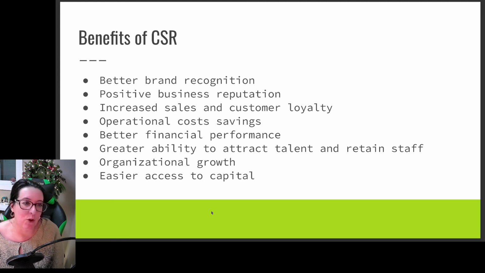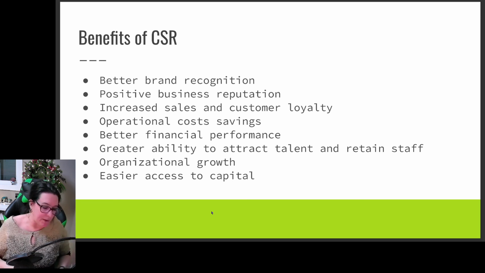That adds to a greater ability to attract talent, and as we said just a moment ago, retain the staff. So we lead to growth within the organization. As you build that reputation and you give back to the community, it also becomes easier to access capital. So more people are likely to invest with you. It's easier to get funding for future operations. So there are a number of benefits to having an organization that values corporate social responsibility, particularly those higher points on that pyramid.